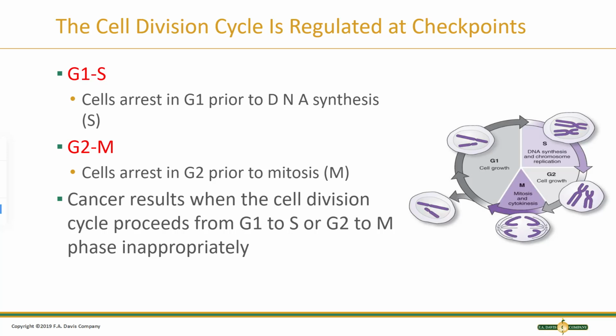G1 to S, so there's a point here where the cells arrest in G1 prior to starting DNA synthesis. G2 to M, where the cells arrest again prior to starting mitosis. Cancer results when the cell division cycle proceeds from G1 to S or from G2 to M phase inappropriately. So it skips ahead when it shouldn't be. Only cells that can divide will actually be able to develop cancer. If it's a non-dividing cell, it won't be able to develop cancer.